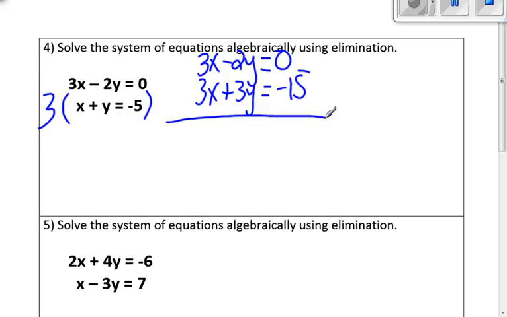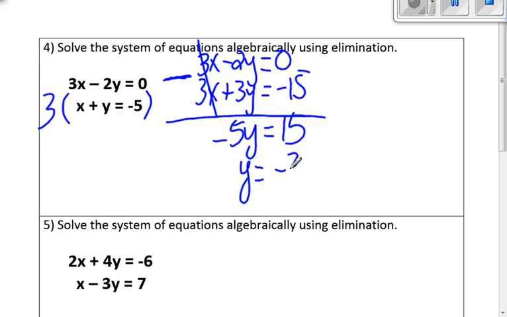Now we have a 3x and a 3x. That tells me that I want to subtract. So 3x minus 3x cancels. Negative 2y minus 3y is negative 5y. And 0 minus negative 15 is a positive 15. So you got to be careful with that. Divide both sides by negative 5. Y equals negative 3.